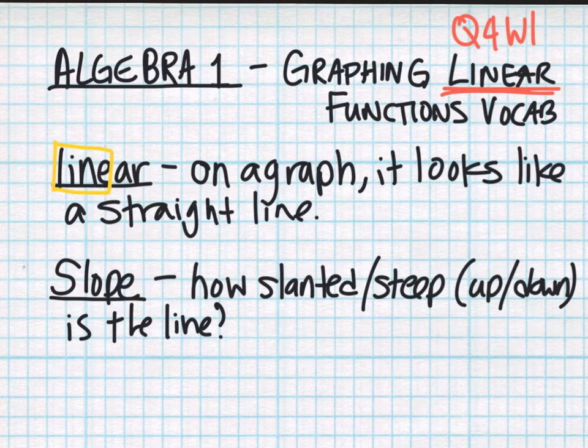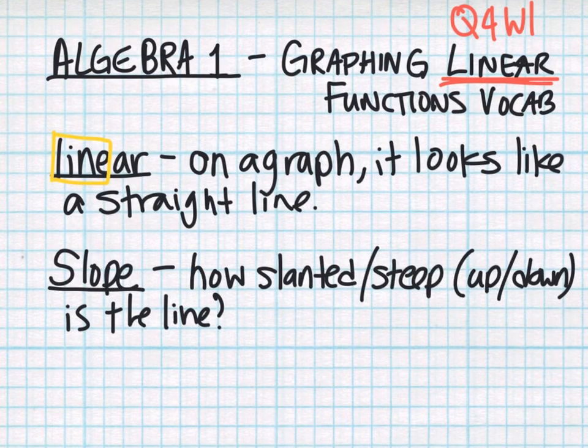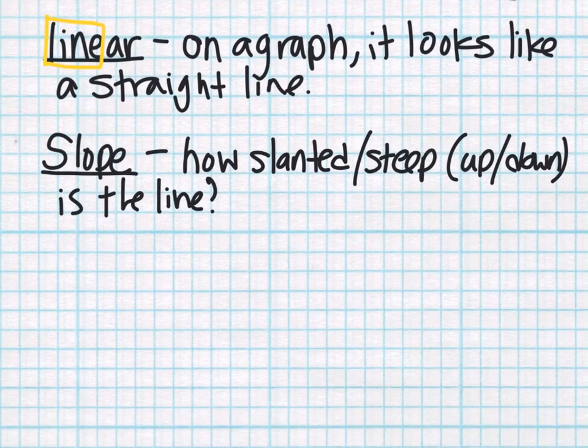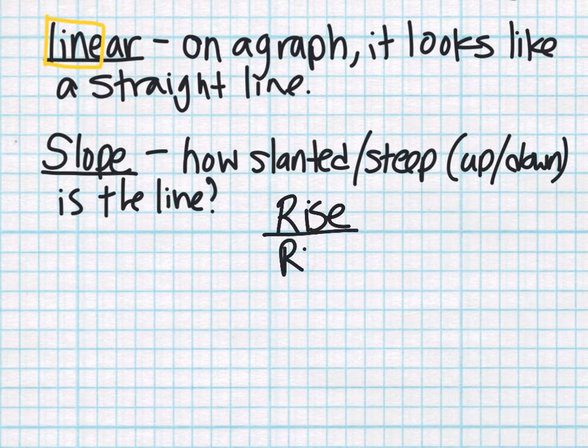One way we talk about slope is using our formula. We also describe slope as rise over run. Hopefully we've all heard that before, because this should be a review. Rise is how far does it go up or down. Run is how far does it go left or right.